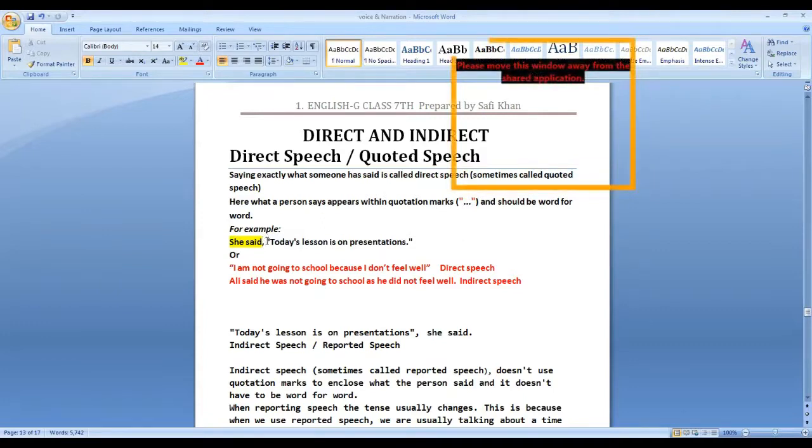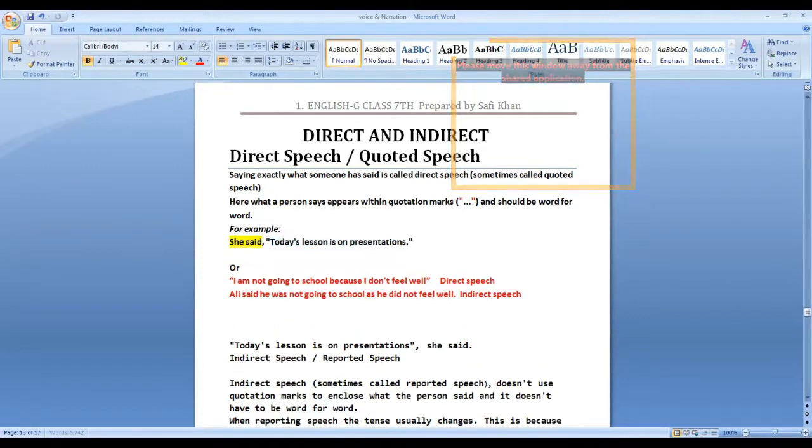The first part, which is on the left side of the comma, is called reporting speech, and the second part, which is on the right side of the comma, enclosed in quotation marks, is called reported speech. Reported, I will write for you. This one, reporting speech, and that one is reported speech.